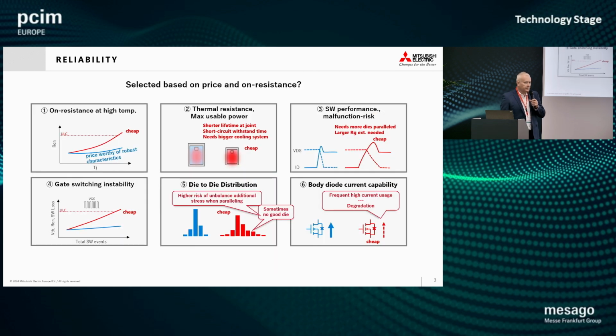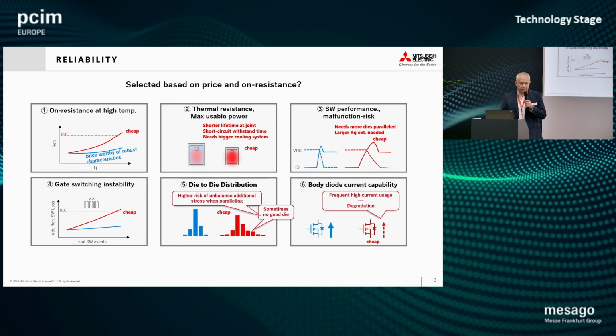Let's talk about reliability. I think the purchasing approach to select a power device just based on RDS-on, just based on performance and price, is quite simple, quite primitive, and should be considered with a big question mark. We have to talk about 6 topics here. First topic is the dependency of on-resistance at high temperature. I think it was mentioned already by Mr. Vincotech. Second topic is thermal resistance. It is reflected in how big the chip size is.